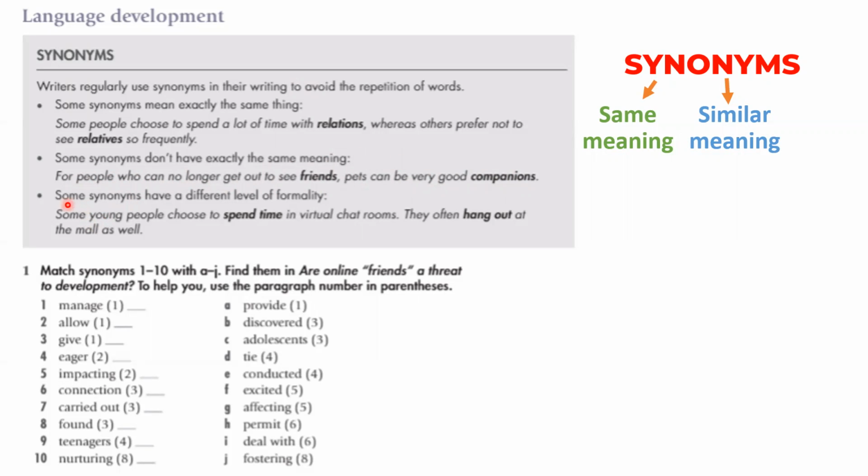Then, some synonyms have a different level of formality. Okay, so there are some words that have the same meaning, but one word is more formal or less formal than the other. For example, some young people choose to spend time in virtual chat rooms. They often hang out at the mall as well. Hang out is to spend time to do something, but hang out is more informal than spend time. Spend time is more formal. Even though they have the same meaning, this one is more formal than this one, right?